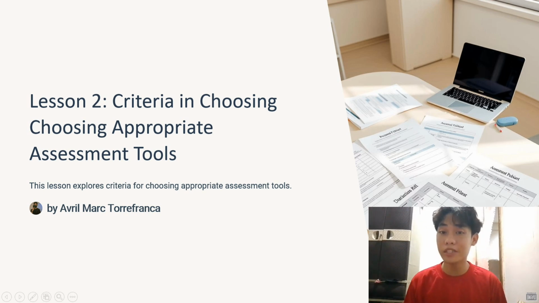So, imagine you're teaching a science unit on ecosystems. How do you know if students truly understand the interconnections between organisms? Do you give a multiple choice test, assign a project, or use a combination? So, today we'll explore how to make these critical decisions.